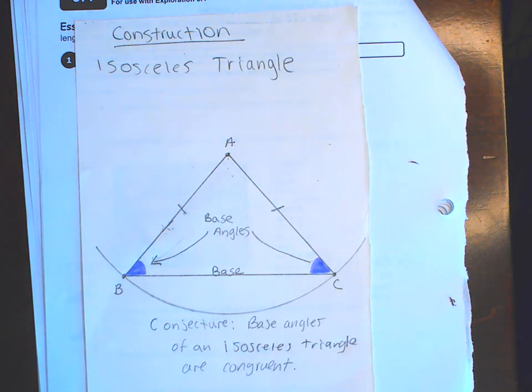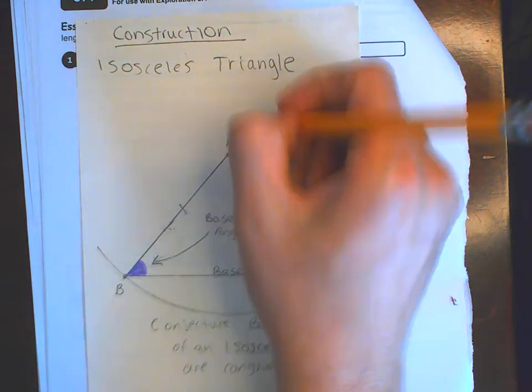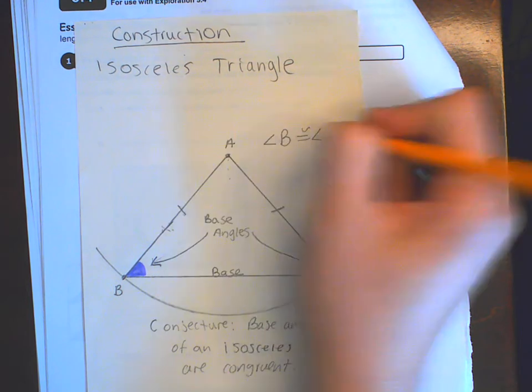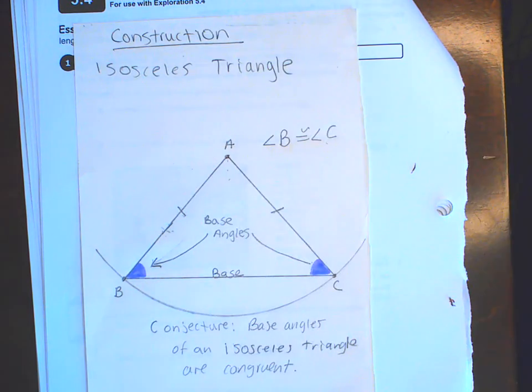So that's your first construction here. Now our conjecture would be that angle B is congruent to angle C. And we're going to show that later on.